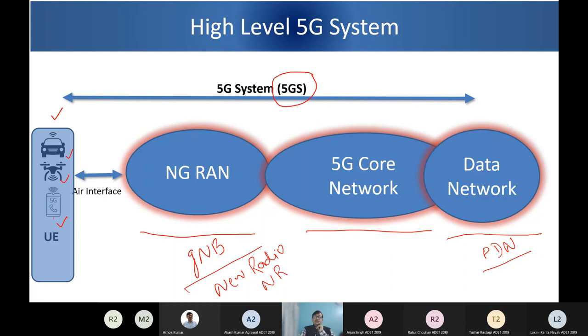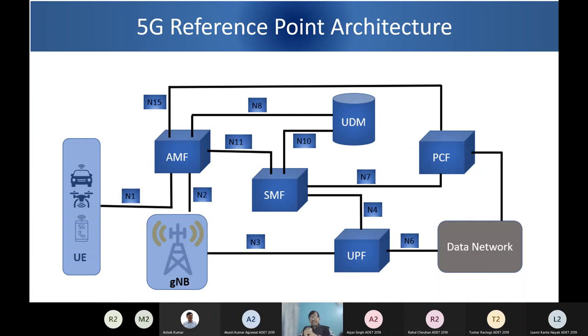So I was talking about two kinds of architecture which 5G has, in the sense that if you look at the 3GPP specification, I would request, I had shared the 3GPP specification related to the architecture. At least you should scan through it, right? So you'll see that every diagram is made twice, one in reference point architecture and one in service based architecture.